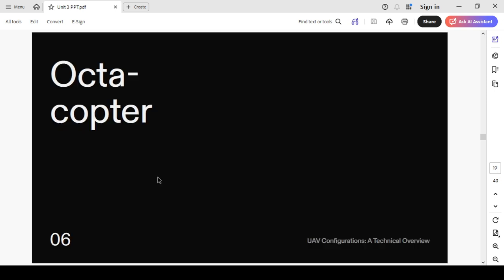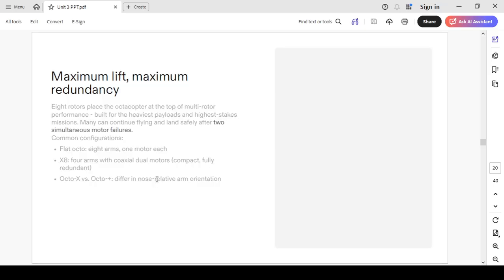Coming to the Octa, another 2 motors will be added to the Hexa, which becomes a big drone where 8 motors are mounted on the frame along with 8 propellers. As you increase the number of motors, the propeller sizes also increase based on energy needs. So maximum lift and maximum redundancy can be achieved with 8 motors on the Octa. At the top, multi-rotor performance is built for heavy payloads, and it can continue flying and land safely. Even after 2 simultaneous motor failures, the other 6 will work fine.